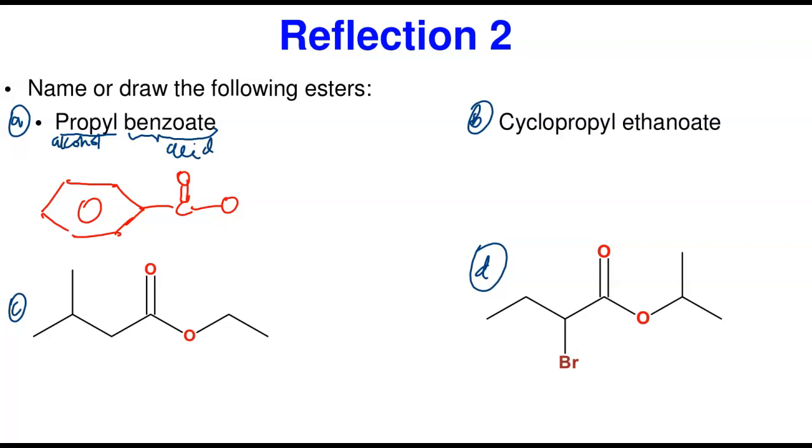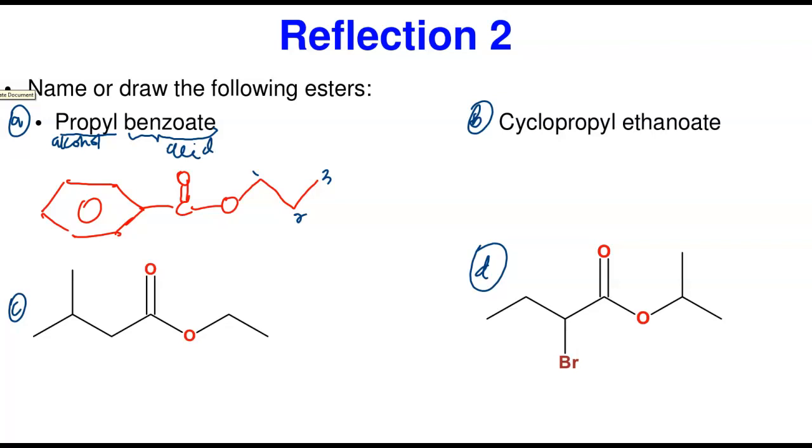So connecting it is going to be, propyl means 3 carbon. So it's going to be 1, 2, 3. Let me just label, see what I got. 1, 2, 3. Yeah, so this is the structure of propyl benzoate. This is how you draw this structure. Then we go to the next one.